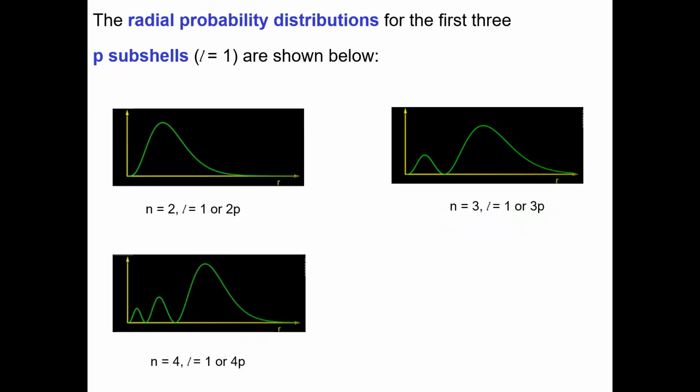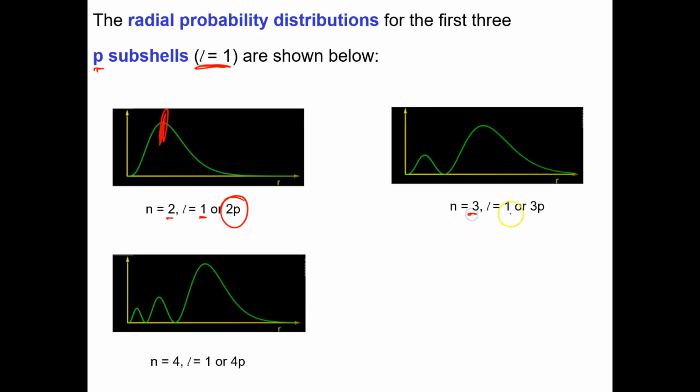We can also draw similar radial probability distributions for P subshells, that is subshells that have L equals 1, and we see a similar pattern. We can't have L equals 1 until n equals 2, but the 2p subshell looks like a similar kind of shape as for the 2s. We have one peak and no nodes, and we don't have any penetration of the orbital.